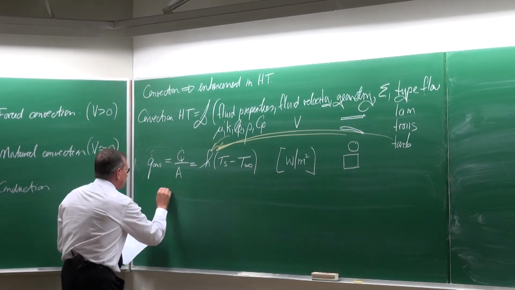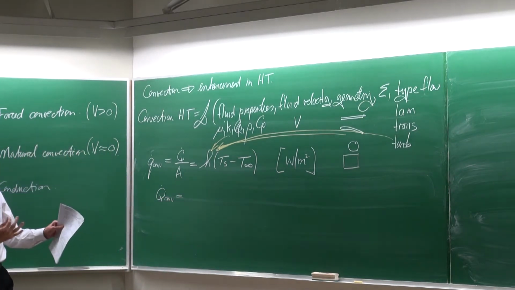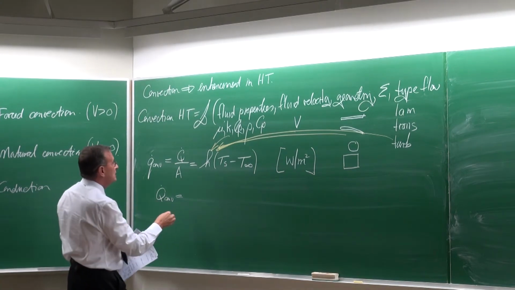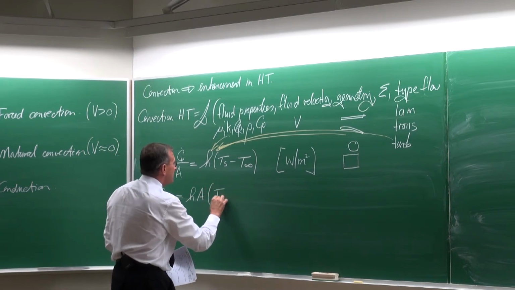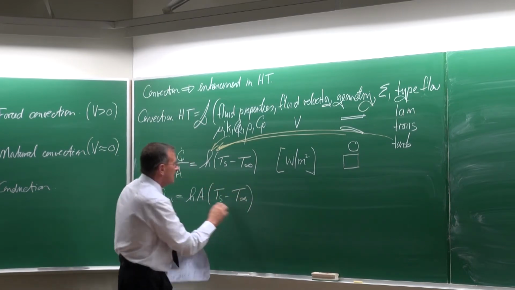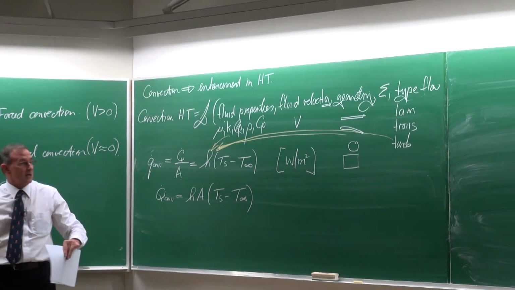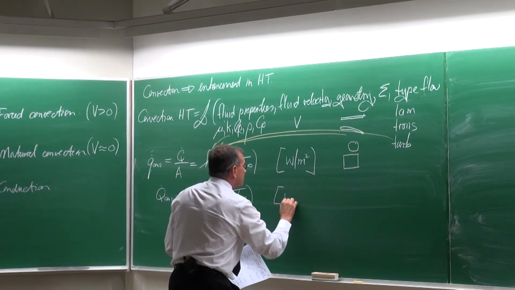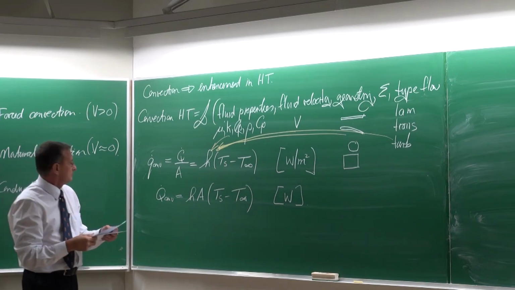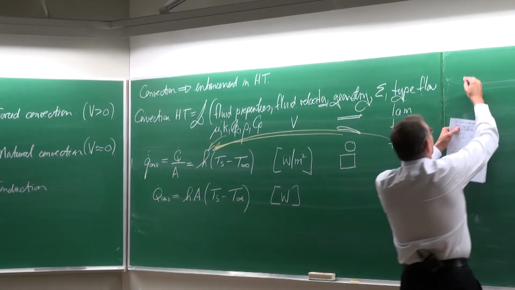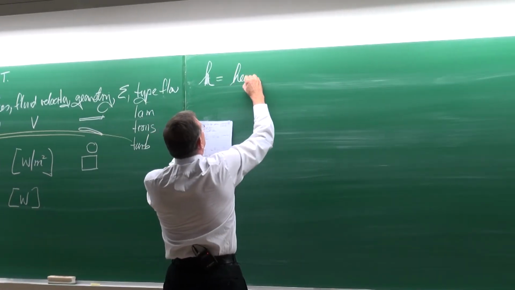You can also write it, in the beginning maybe you're not going to like this heat flux. You can also write it, of course, as the convection heat transfer rate is equal to the heat transfer coefficient multiplied by the surface area times Ts minus T infinity. Ts is the temperature of the surface, T infinity is the free stream temperature, and then the units is in watts. So this h, we are going to call it the heat transfer coefficient.